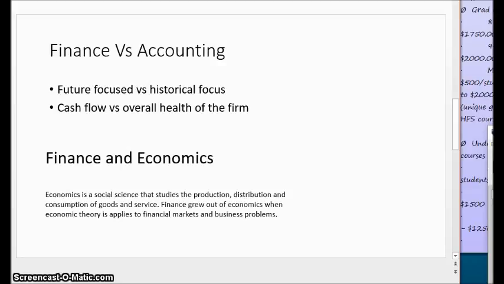Finance and accounting, looking back versus looking forward. Finance and economics is a subset of economics that applies economic concepts to the financial markets and to specific business problems. So even though you may have had some of those other classes, this information is going to have a different spin, although a lot of the terminology is going to cross over between these topics. You're going to see some crossover of basic concepts, but you're going to apply them in different ways based on what you're studying in that particular class.